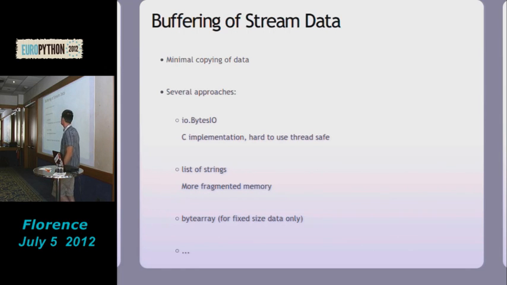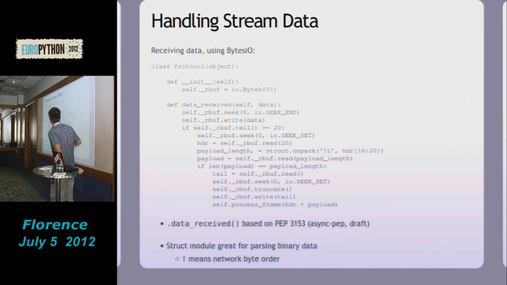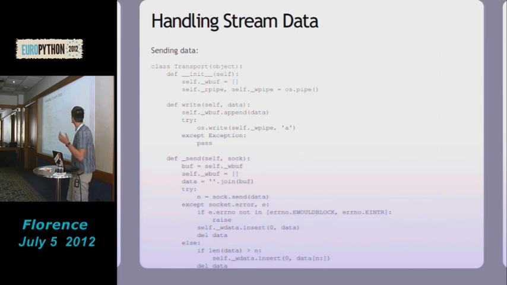If you've got entirely fixed data, then you can use bytearray, and you can save some more copies. With bytearray, if you know exactly how much you expect, you can use recv_into, which is another socket method, and you can save copy operations on long strings. This is an example of receiving data with BytesIO. I'm going to skip straight past it because there's not enough time. And then similarly for sending data.